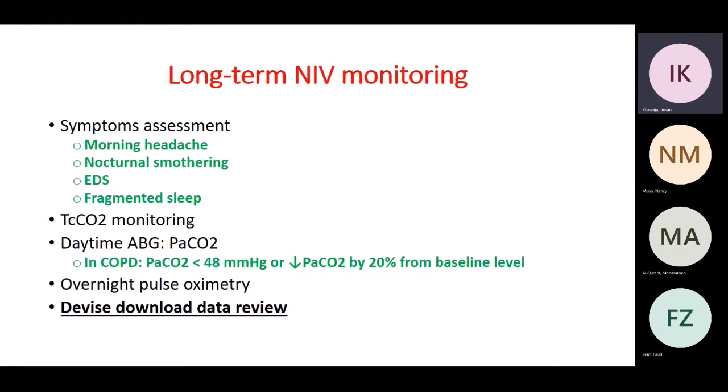Also, overnight pulse oximetry. Even if they're not using oxygen at night, you have to make sure that the machine is doing a good job. Because if you still have nocturnal desaturation despite an appropriate response in your CO2, the option is maybe to prescribe them oxygen at night, or maybe the machine settings the patient is on are failing to ventilate. This is why you're having nocturnal desaturation. And the most important thing is to review their compliance data.